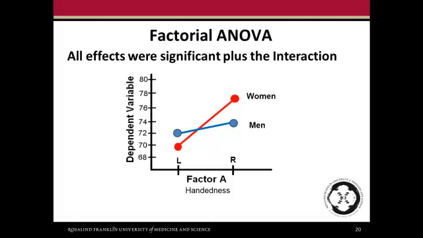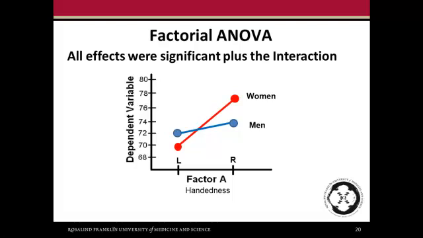If we look just at handedness, individuals who are left-handed live shorter lifespans than individuals that are right-handed. So now we're going to average the men and women together and only look at handedness. And then we see that there's some interaction. In this case, left-handed women live shorter lifespans than left-handed men, but right-handed women live longer than right-handed men. So this is what you would see if all of the effects were significant and the interaction.